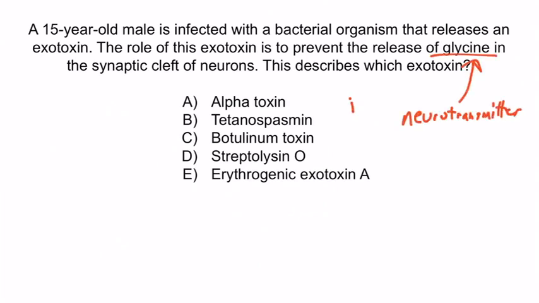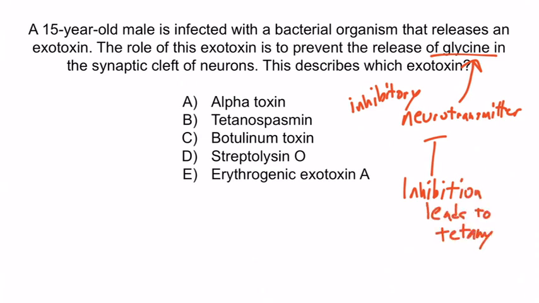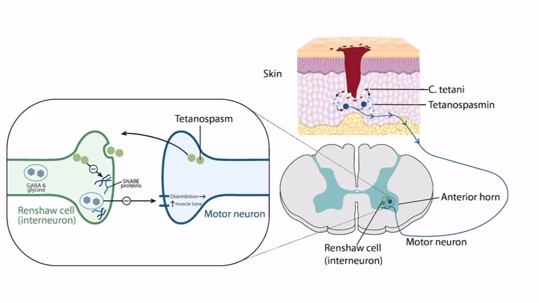Now, glycine is a neurotransmitter. Specifically, an inhibitory neurotransmitter. Therefore, preventing the activity of glycine would lead to overstimulation of motor neurons, or tetany. And the organism that produces this is Clostridium tetani. So the exotoxin we're dealing with is choice B, tetanospasmin. Recall that tetanospasmin prevents the SNARE proteins from releasing GABA and glycine. This leads to disinhibition and increased muscular tone.